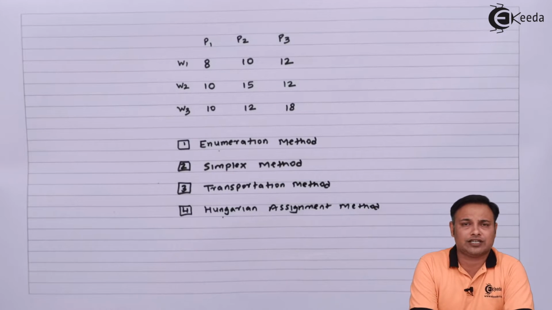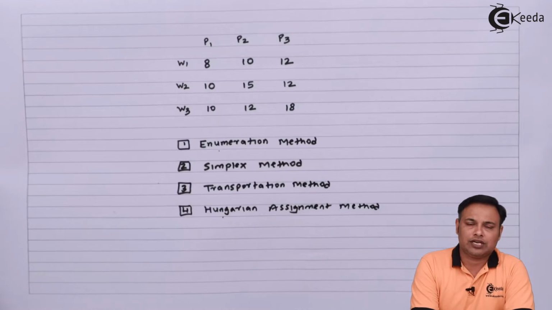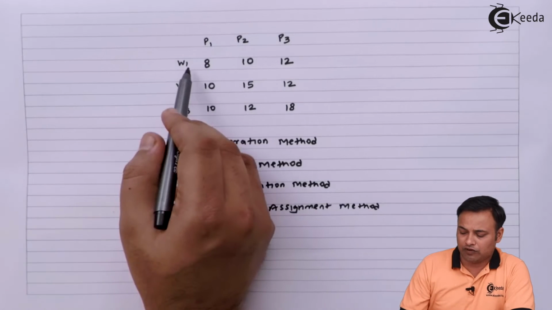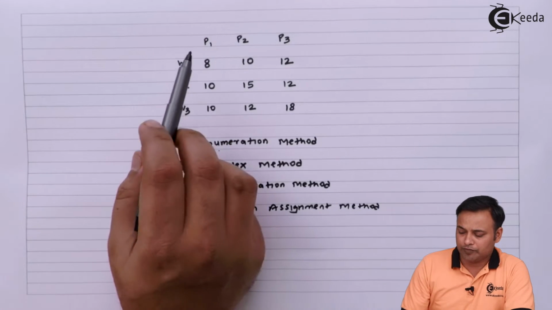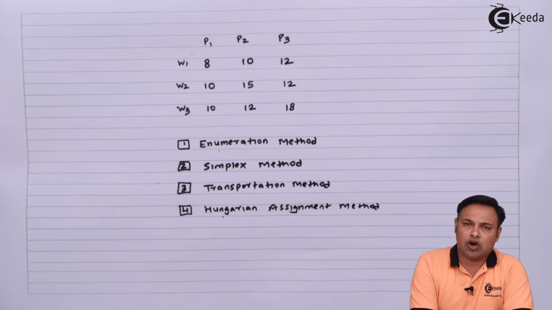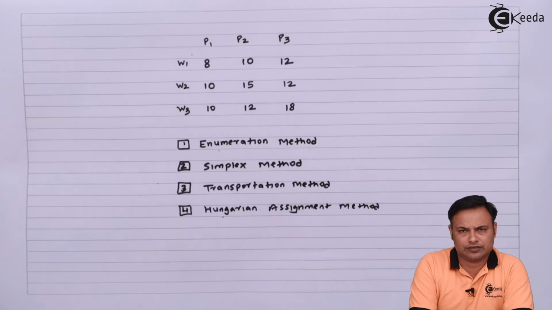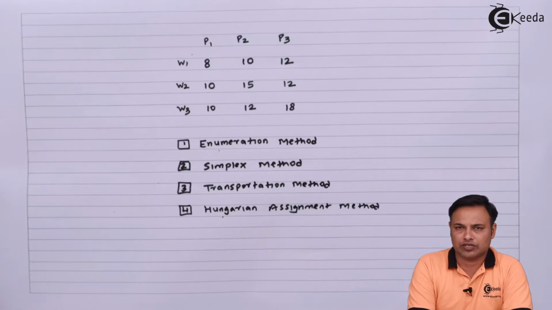The first method is called the enumeration method. Now, enumeration method is the method where you try to do manually all the combinations with the help of the given resources and the requirements. In this case, if I use the enumeration method, I will be trying to combine worker 1, worker 2, worker 3 with P1, P2 and P3 in all the possible combinations. There will be overall 3 workers and 3 projects. There will be total 9 combinations.